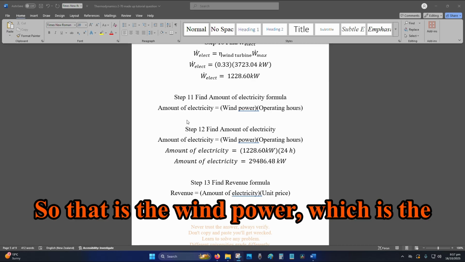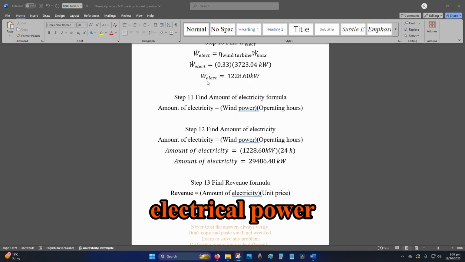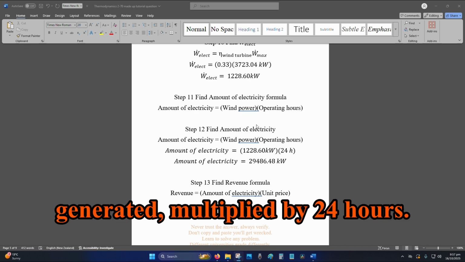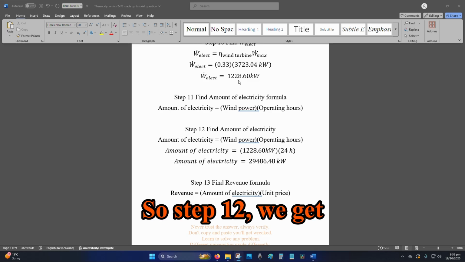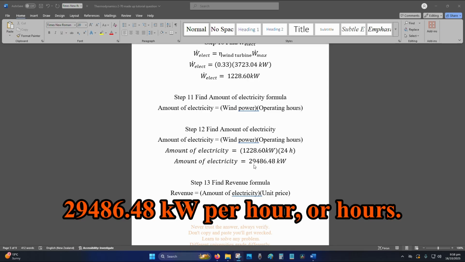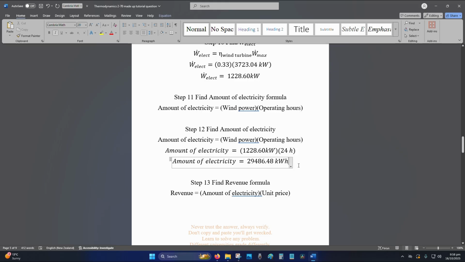So that is the wind power, which is the electricity generated, or the electrical power generated, multiplied by 24 hours. So step 12, we get 29,486.48 kilowatt hours. That is a typo. Okay.